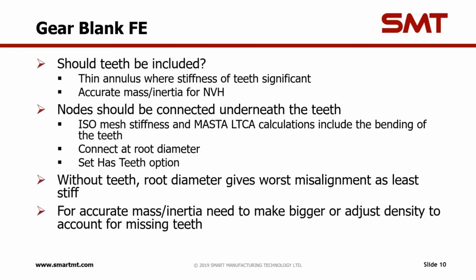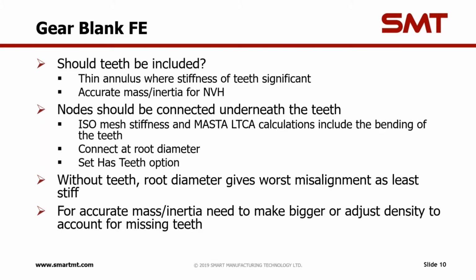There is various alternatives if you're not including the teeth to try and get the mass and inertia right, but it's not quite so easy. So you'd have to either set the diameter of that cylinder to try and account for that mass and inertia, or you could change the density either locally close to the outside or for the whole gear blank in order to match the mass and inertia to what it should be for the gear with the teeth.